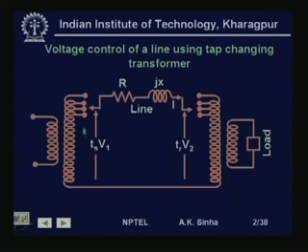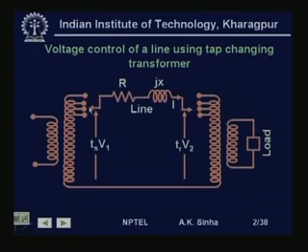Now, these taps are what we call off nominal taps, that is, if it is placed in a position where it is the nominal turns ratio of the transformer. Suppose this is an 11 kV to 220 kV transformer, then when we are putting 11 kV on the low voltage side, and if we put the tap at the nominal position, then we will get 220 kV on the high voltage side.